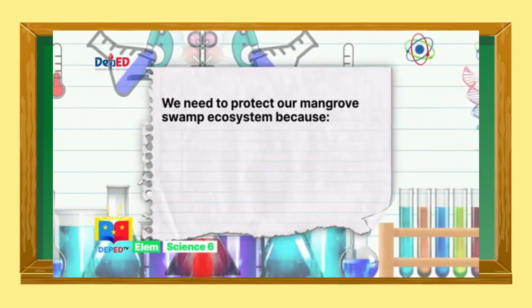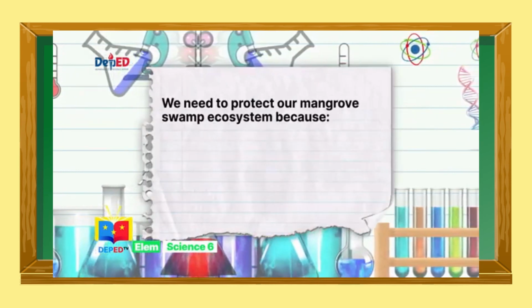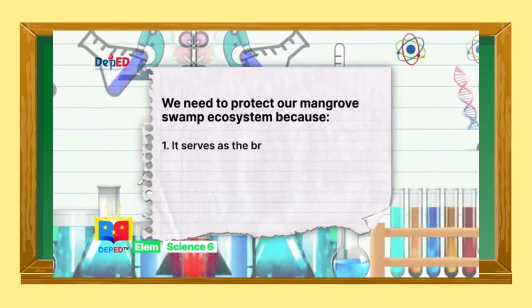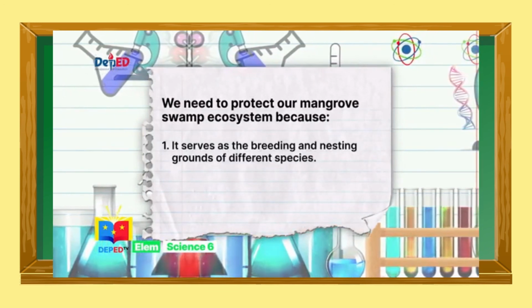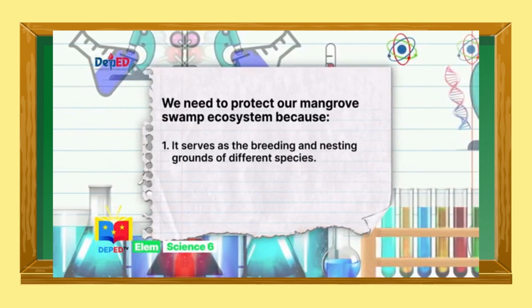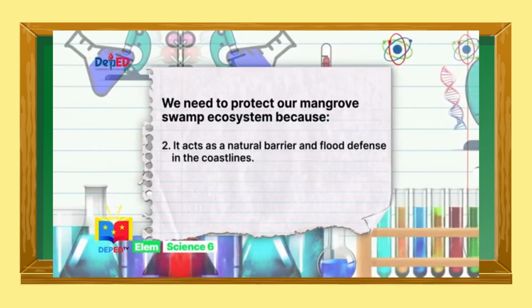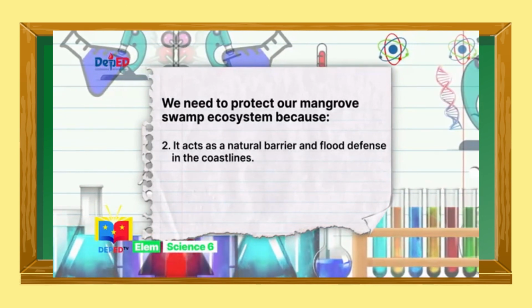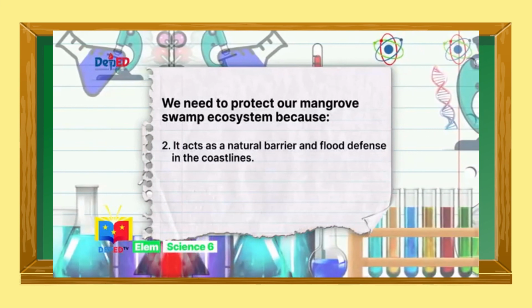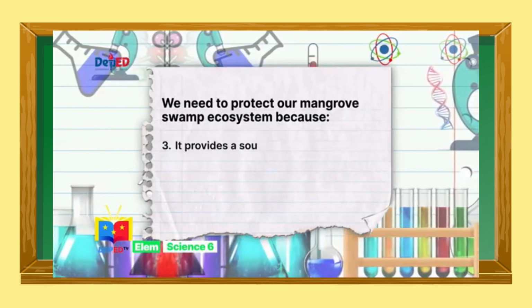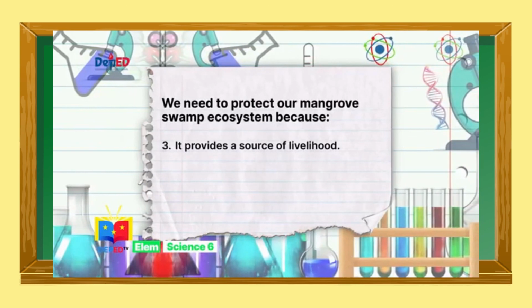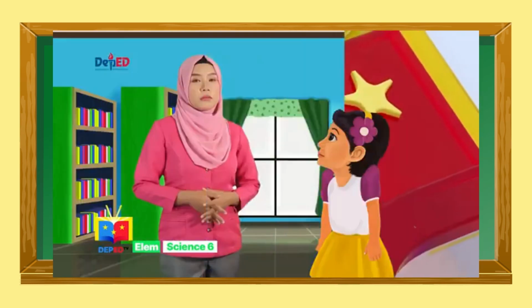Great! Our mangrove swamp ecosystem needs to be protected because, first, it serves as the breeding and nesting grounds of different species. Second, it acts as a natural barrier and flood defense in the coastlines. Third, it provides a source of livelihood. Wow!